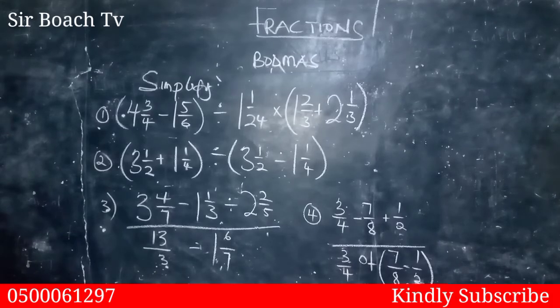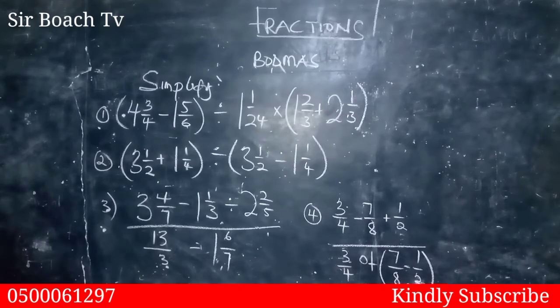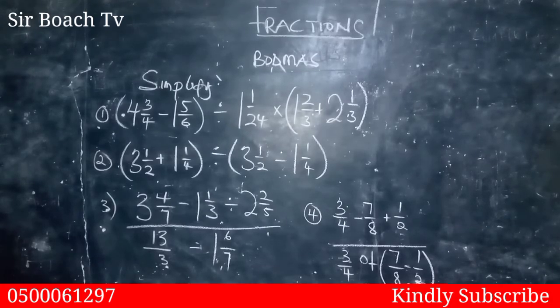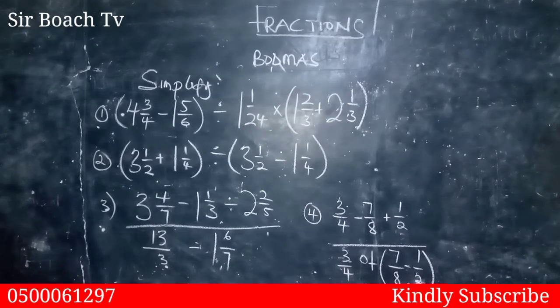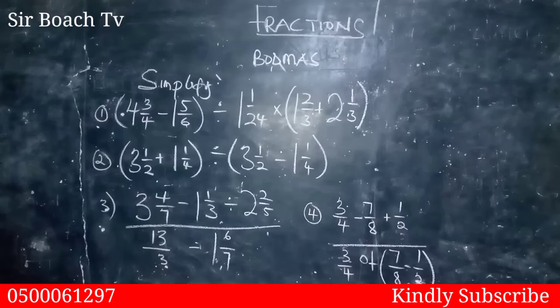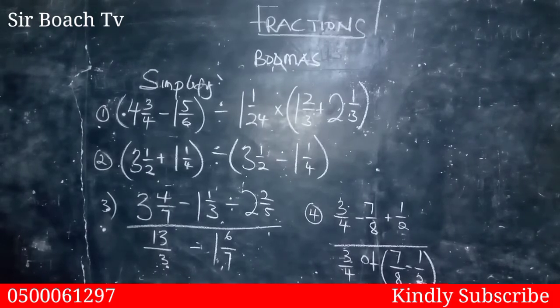It's so simple. Now the third one says 3 whole number 1 over 4 over 7 minus 1 whole number 1 over 3 divided by 2 whole number 2 over 5, all divided by 13 over 3 minus 1 whole number 6 on 7. Now with this one, it is just like question 2, but the division sign was written with a symbol for question 2, but down here it was not written with a symbol. So you can decide to rewrite it as question 2, then you solve it. The same thing applies to question 4.